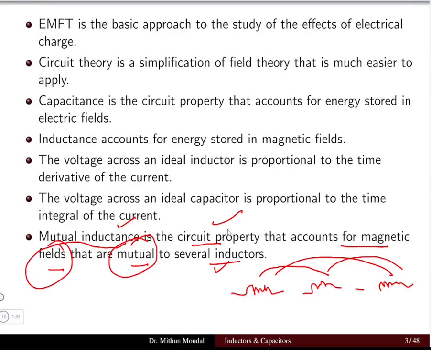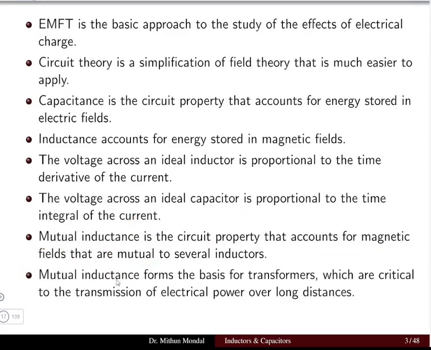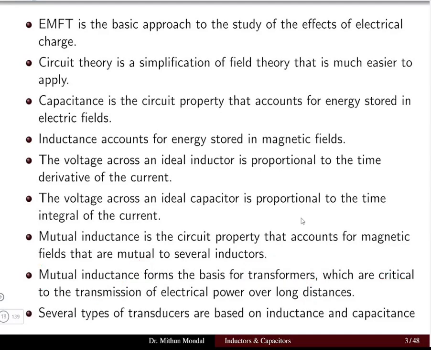the several inductors. Mutual inductance is basically the main phenomenon that occurs in transformers, and it is very critical to the transmission of electric power over a long distance. So mutual inductance is very important, and this is based on Faraday's law of electromagnetic induction. Especially in transformers we study mutual inductance, and in several other types of transducers.